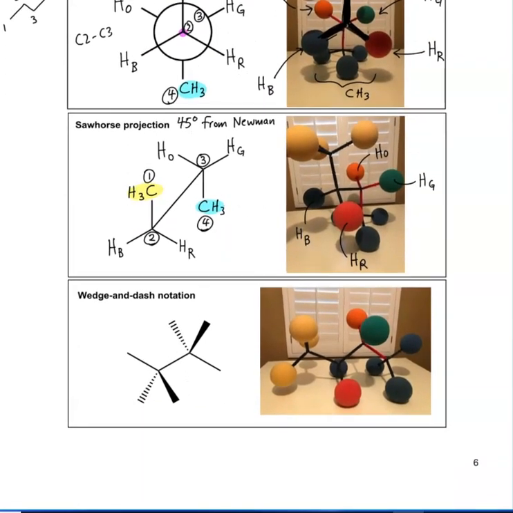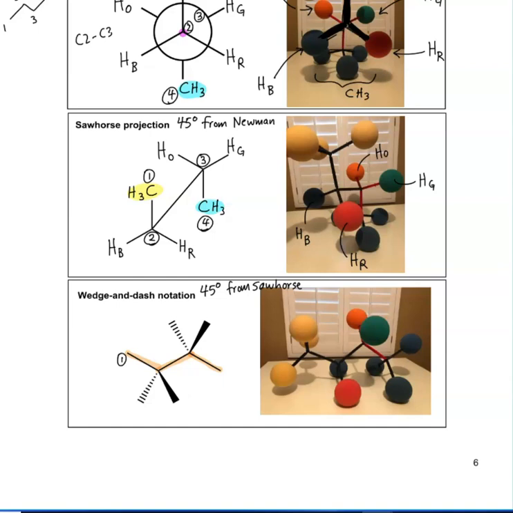If we do another 45-degree rotation, so 45 degrees from the sawhorse projection, then what we get is the following. This is called a perspective drawing or a wedge and dash notation. A wedge and dash notation method of drawing the molecule. So in this instance, what we see is that the bonds in the carbon backbone of the molecule are drawn in the plane. Okay, so when a line is drawn just like a regular line, that means it's in the plane of the paper.